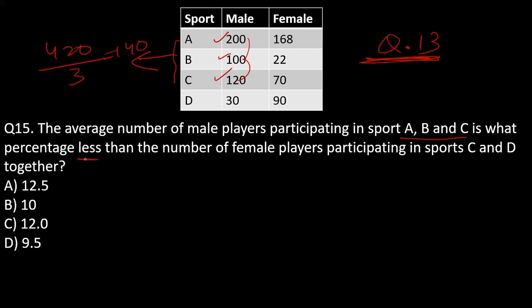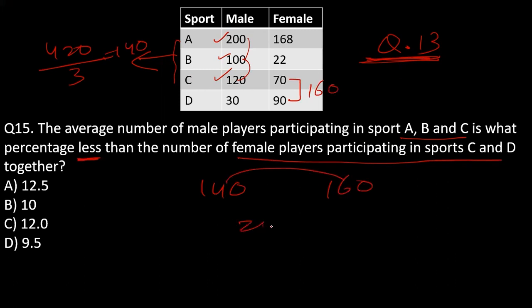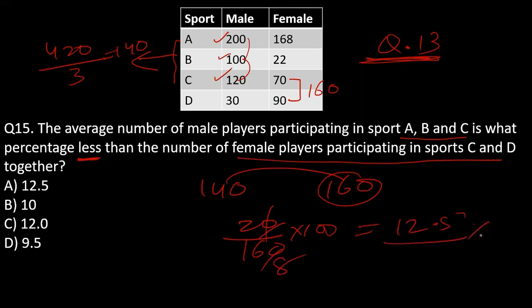That is what percentage less than the female players participating in C and D together. Female in C and D together is 160. So 140 is what percentage less than 160. First of all, 140 is how much less than 160? 20, and we are comparing that with 160. So 20 by 160 into 100, which is 1 by 8. 1 by 8 is nothing but 12.5%, option A.